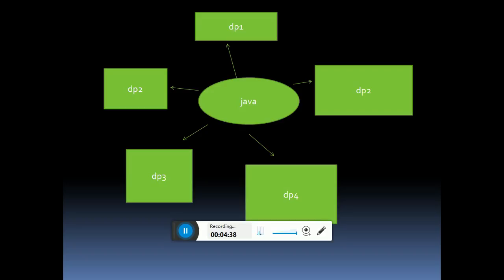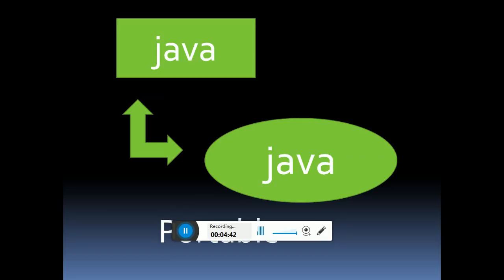And the fifth feature of Java is portable. Portability. The Java language is said to be portable language using which we can develop an application which is a collection of small components which can be replaced and reused.